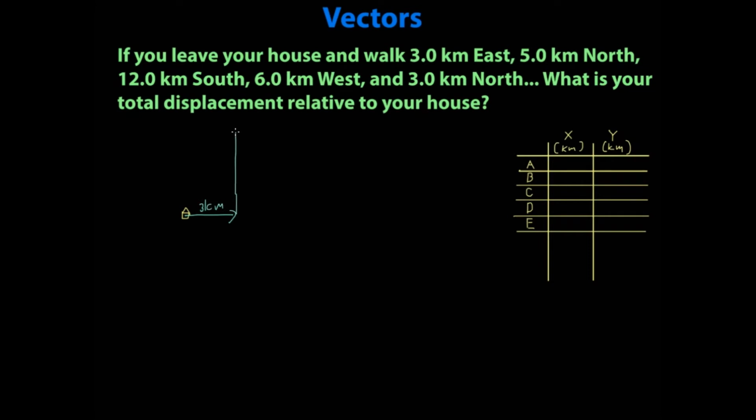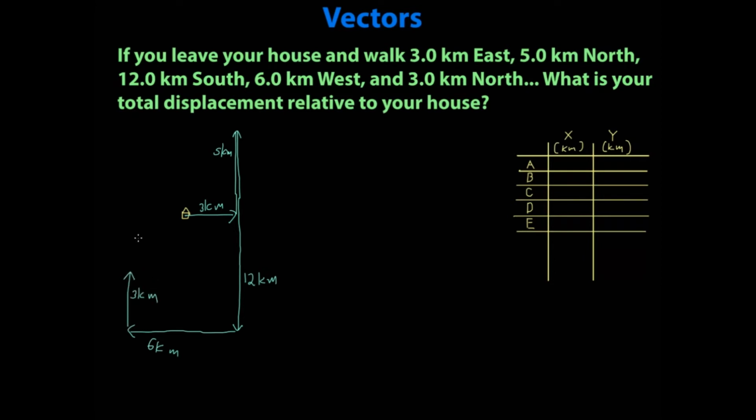5 kilometers north. 1, 2, 3, 4, 5. 12 kilometers south. 1, 2, 3, 4, 5, 6, 7, 8, 9, 10, 11, 12. 6 kilometers west. 1, 2, 3, 4, 5, 6. And 3 kilometers north. 1, 2, 3.